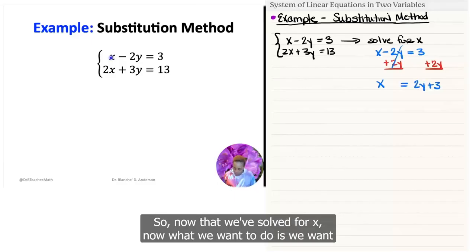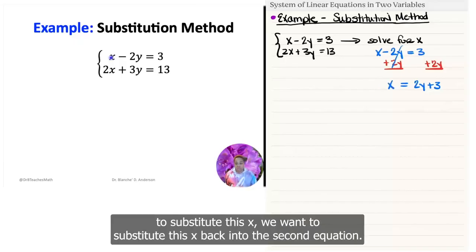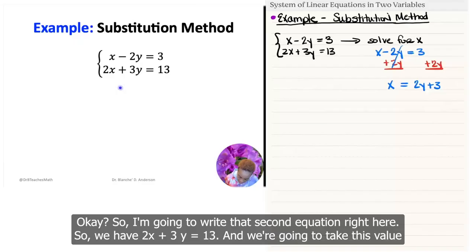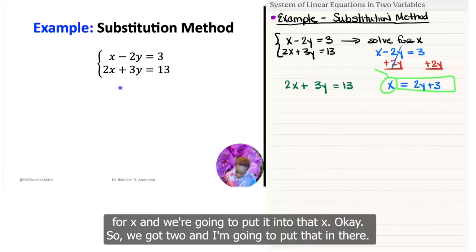So now that we've solved for x, now what we want to do is we want to substitute this x back into the second equation. So we're going to take this x and we're going to substitute it into that equation, okay? So I'm going to write that second equation right here. So we have 2x plus 3y equals 13. And we're going to take this value for x and we're going to put it into that x, okay?